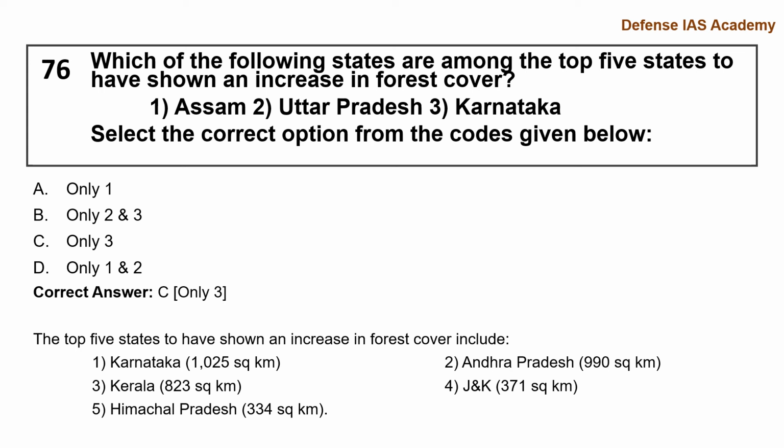The top 5 states to have shown an increase in forest cover include Karnataka, having an area of 1025 square kilometer. Then Andhra Pradesh with 990 square kilometer. Third position is for Kerala, 823 square kilometer. Then is Jammu and Kashmir, 371 square kilometer. And the fifth position is for Himachal Pradesh, 334 square kilometer.